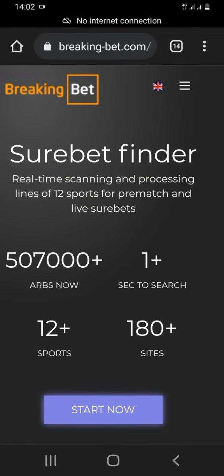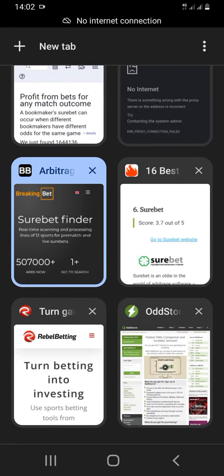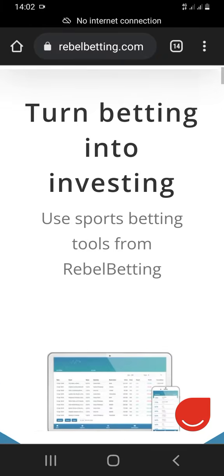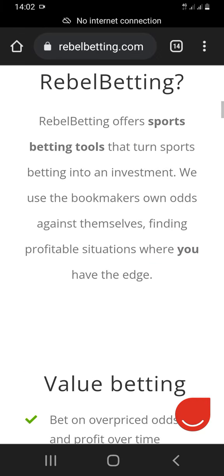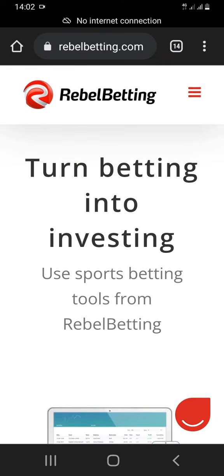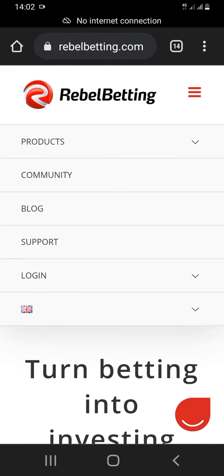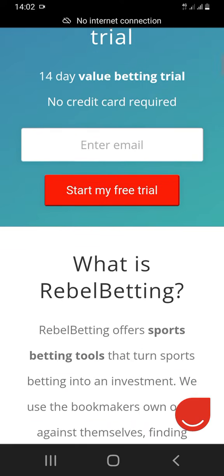So without wasting our time, we'll go down to Rebel Betting. Rebel Betting is the next in line here. This is Rebel Betting, and Rebel Betting is expensive, but it's not the most expensive. It's one of the softwares that you can use to find arbitrage bets. You understand? So this is Rebel Betting.